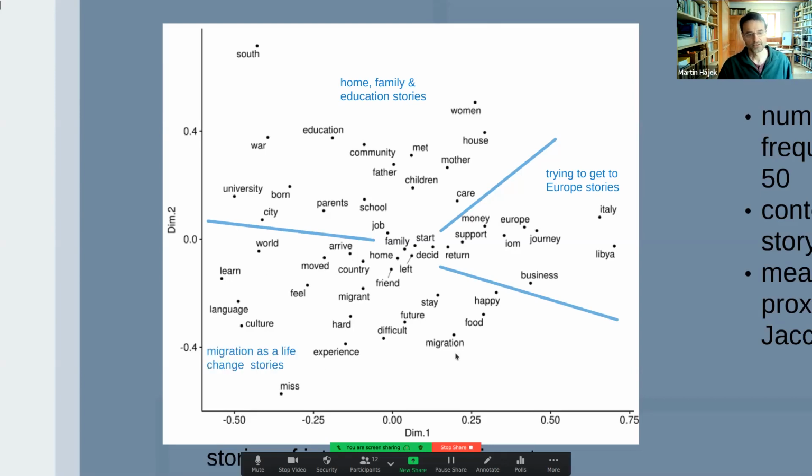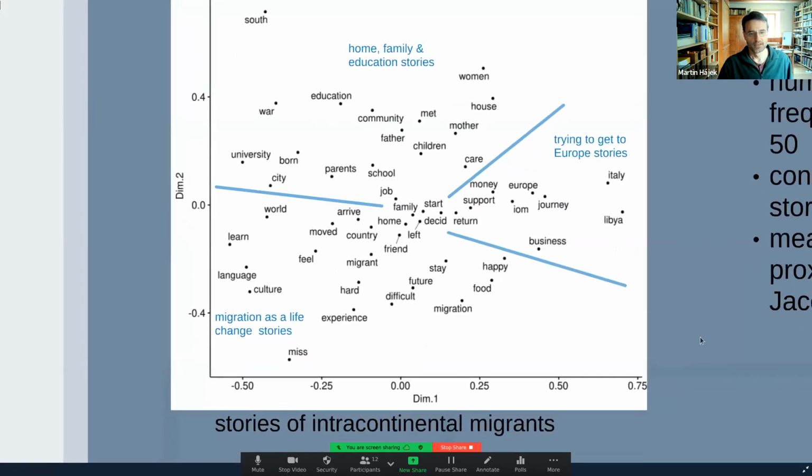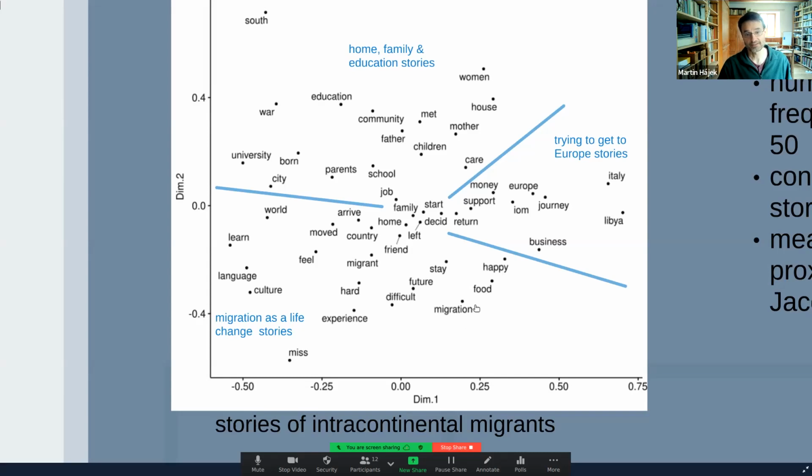So I called it migration as a life change stories. I would say this is the rest of stories. There are also these words: language, culture, experience, but also how difficult it was to move. So there is no specific cluster.